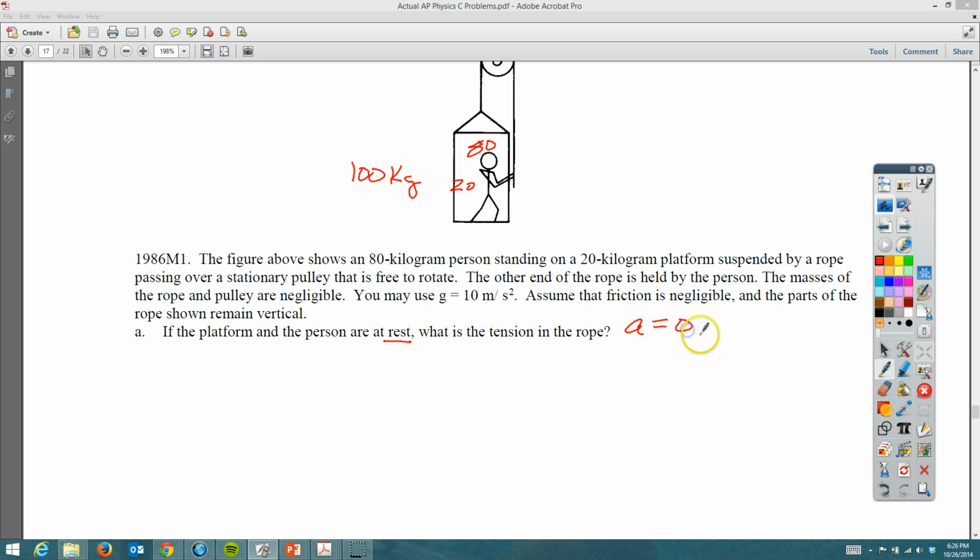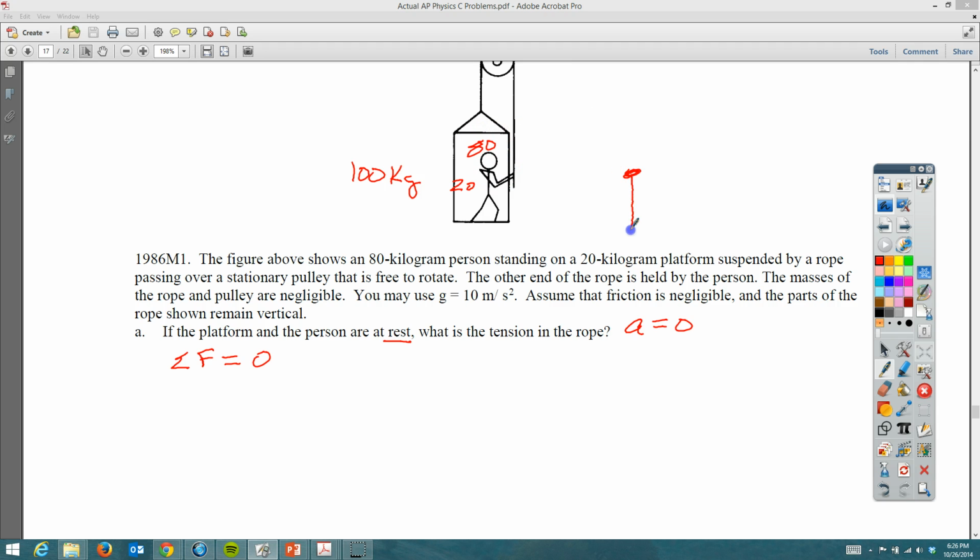So we know that a is equal to 0, which means that the sum of the forces has to also be equal to 0 since there's no acceleration. Let's go through and draw a free body diagram for the person and the cart.